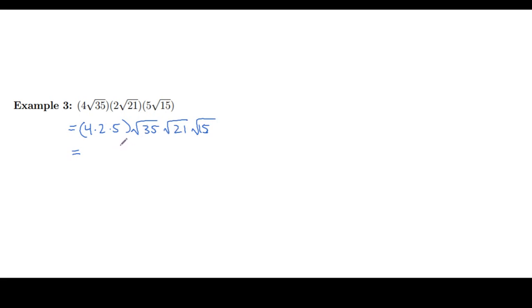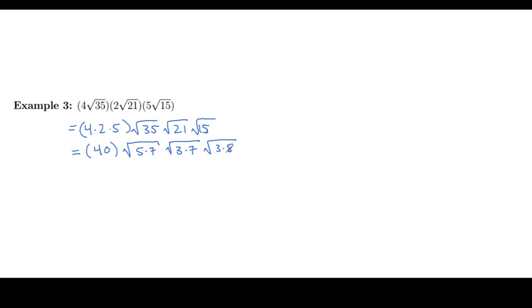Or if you don't get a perfect square, if you get enough of the roots, then you can combine those and simplify. Okay, so we have 4 times 2 times 5, so that's 8 times 5, so this is 40. But then what can we do with the 35? We can write that as root 5 times 7 under the root, right? And then 21 is 3 and a 7. And the 15, the 3 and the 5.